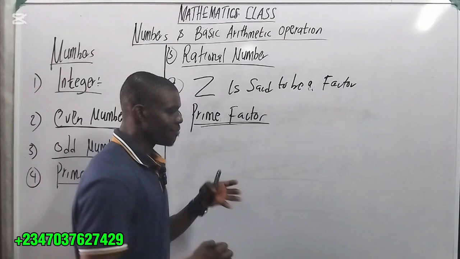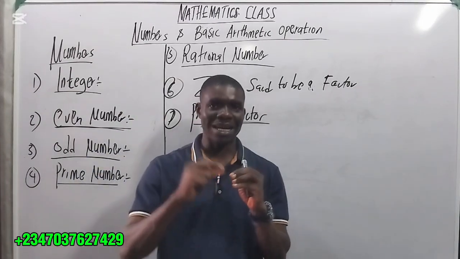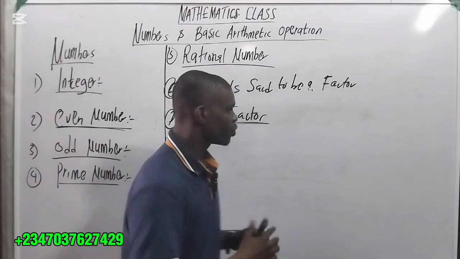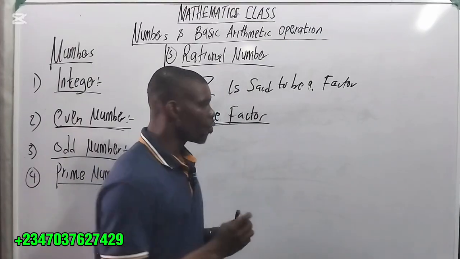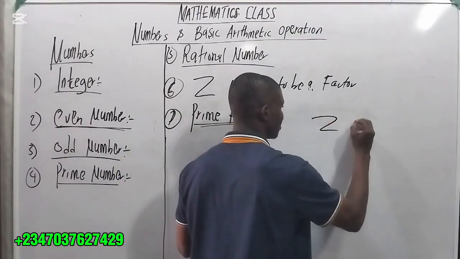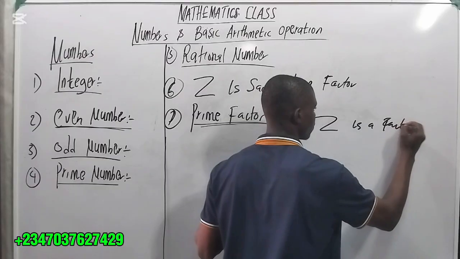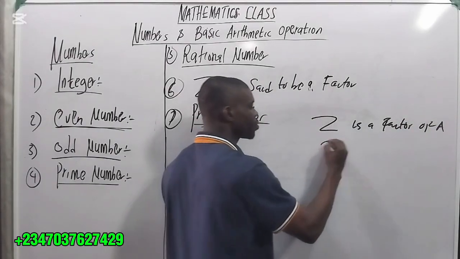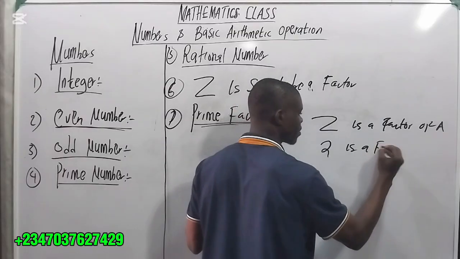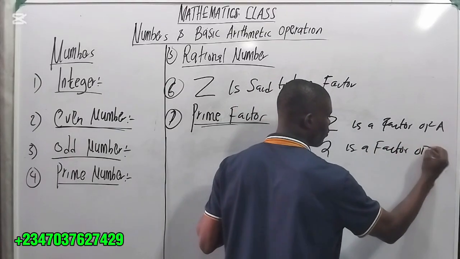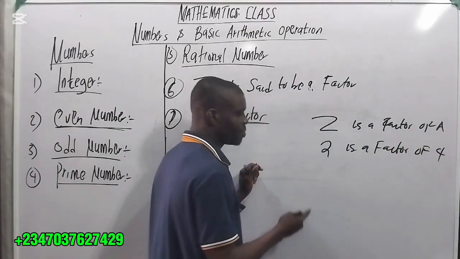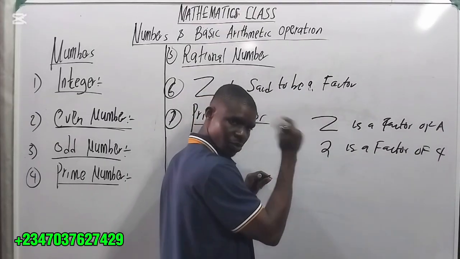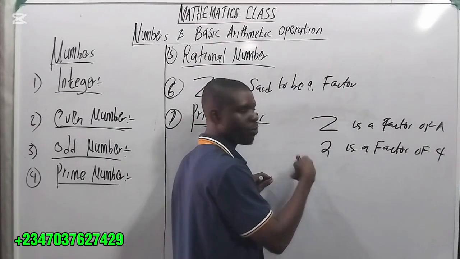Now, remember, I told you that a factor is any number that can divide a number, right? So look at something here. When we say Z is a factor of A, what do you mean? It's just like saying 2 is a factor of 4. It means that 4 is divisible by 2.